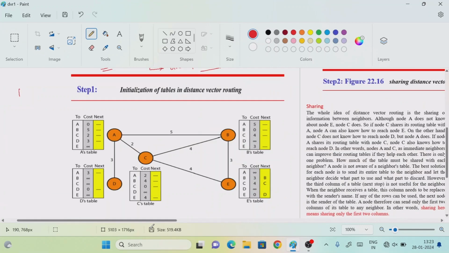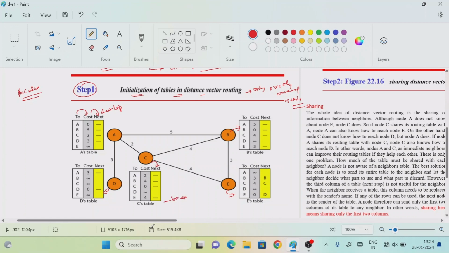Based on the DVR procedure, we are going to see how it finds the shortest path. The first step is the initialization of the table in distance vector routing. Remember, the important point is that in the initialization process, it will update only the directly connected table. For example, the destination, cost and next hop ID, these 3 columns, every router is going to update. You can observe from this diagram that each router or node has its initialization routing table. That is the first step.